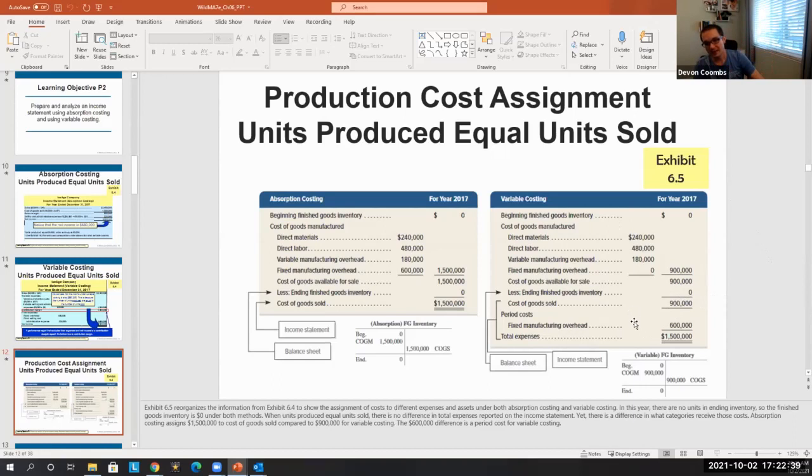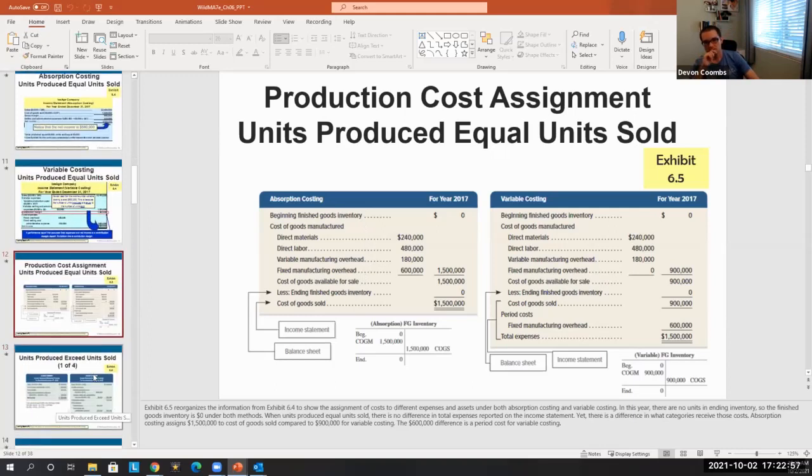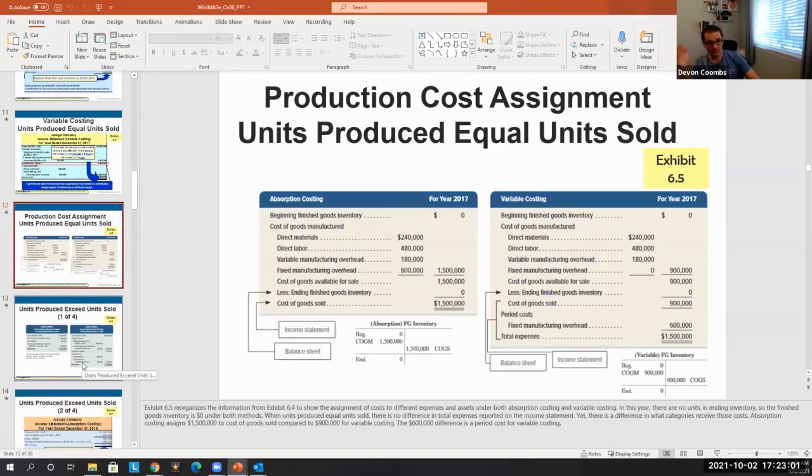But we have the fixed manufacturing overhead that we add as a period cost, and that gets us the same total expenses. So the main difference is absorption costing, we're adding that fixed manufacturing overhead to the inventory costs or product costs, which changes the cost of inventory, right?